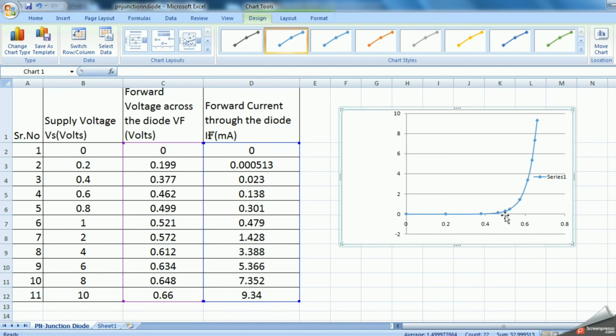Initially the current does not start to increase. After 0.6 the current starts to increase. This 0.6 volt is nothing but the cut-in voltage or knee voltage. And before 0.6, whatever input voltage is given is applied to overcome the depletion region. This is the VI characteristics of the PN junction diode during the forward bias condition.